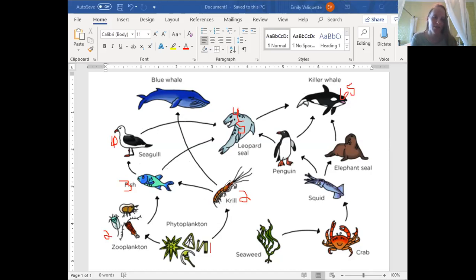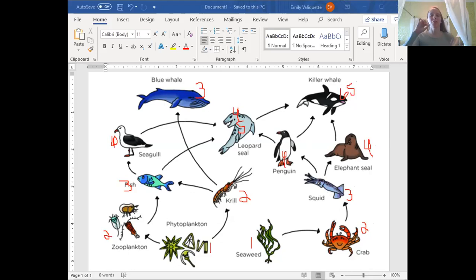From the krill, I could also go up to the blue whale, which means the blue whale is in the 3rd trophic level, and then nothing else. I could also start over on the seaweed here. Seaweed is a producer, so it would be number 1. The crab would be trophic level 2. The squid would be 3. The elephant seal would be 4, and the killer whale would be 5. Or from the squid here, I could have also gone to the penguin, which would make the penguin 4, and then the killer whale 5. Or from the penguin, which is 4, I could have also gone over to the leopard seal, which is 5, and then the killer whale, which is 6.